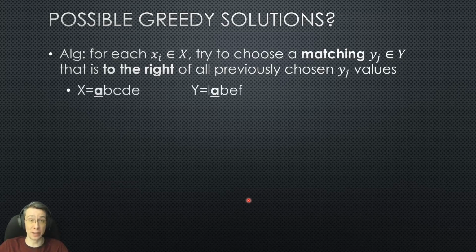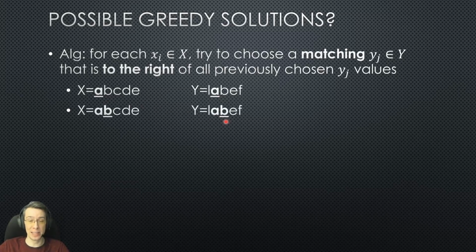So let's try to run it on this pair of strings that we just saw and see if it comes up with the optimal solution. We'll start with the first character in X, A, and we'll try to find a matching character to the right of all previously chosen values in Y. Well, there are no previously chosen values in Y, so we'll just find the first occurrence of A. Okay, we'll match those up, and we'll go to the next character, B, and we'll try to find a matching B in Y to the right of A.